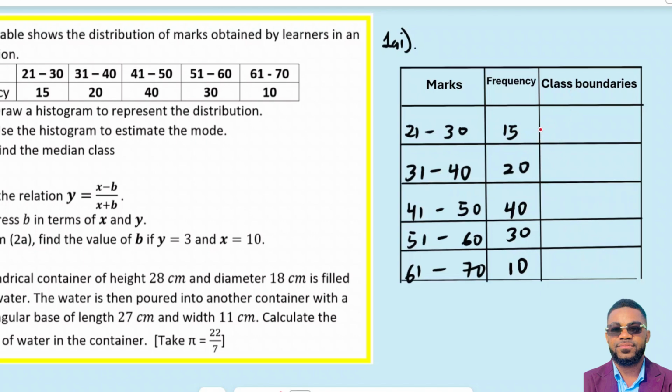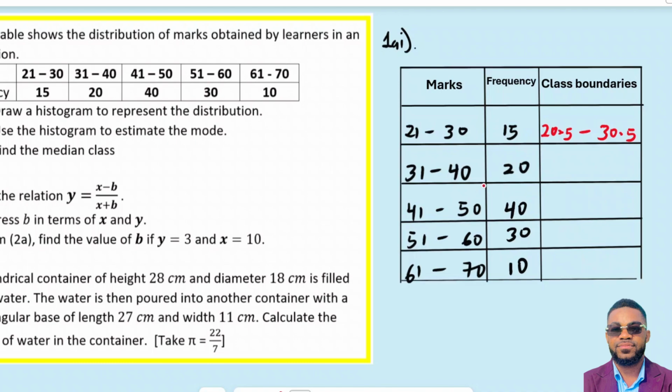To find the class boundaries is very, very simple. We just subtract 0.5 from the lower class limit, so that's 21 minus 0.5, then we add 0.5 to the upper class limit. We do that to all the groups here. Beginning with the first one, 21 minus 0.5 is 20.5. The next one is 30 plus 0.5, which is 30.5.